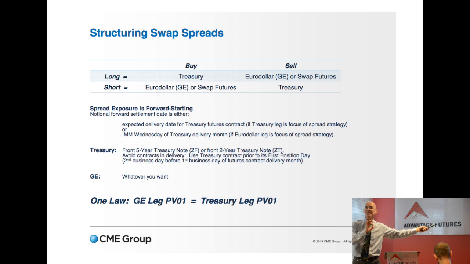If the treasury leg is kind of the pivot of your trade, if that's your focus of interest, then the forward start date is going to be the likeliest delivery date for that treasury future. If instead the bank credit leg, the Eurodollar futures leg, is the focus for you, then the forward start date is more likely to be the third Wednesday of the expiring month, IMM Wednesday.